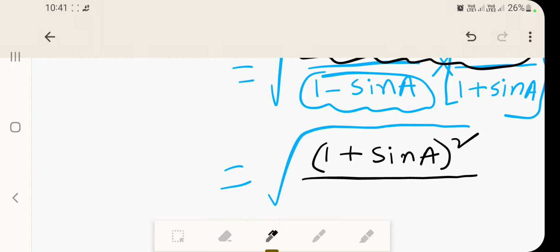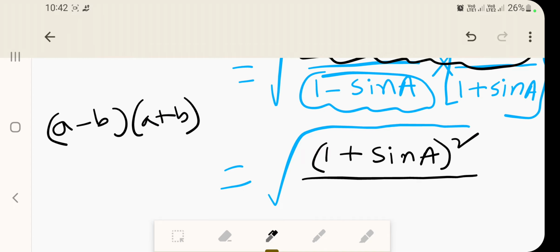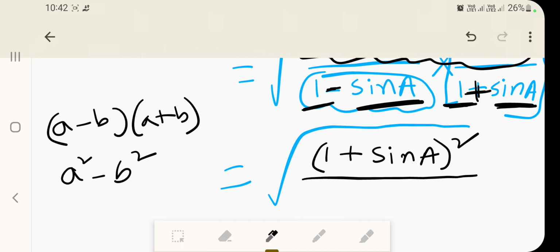In the denominator we have 1 minus sin A into 1 plus sin A, which we can take as A minus B into A plus B. Here A is 1, B is sin A. So 1 minus sin A is A minus B, and 1 plus sin A is A plus B. As we have seen in the earlier problem and in earlier videos, A plus B into A minus B, or A minus B into A plus B, gives A square minus B square.